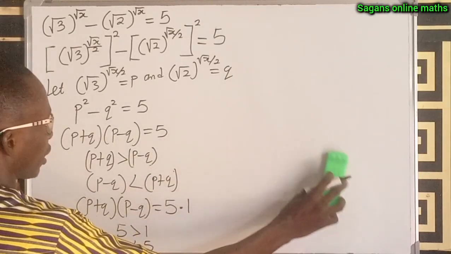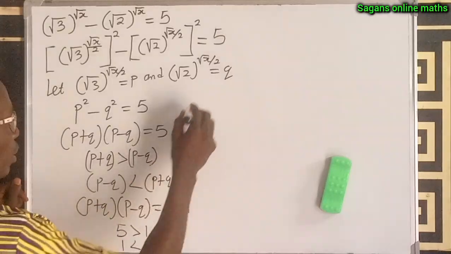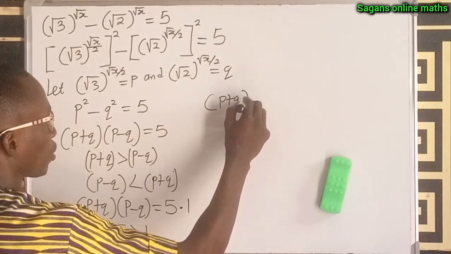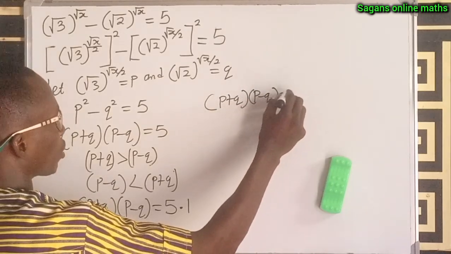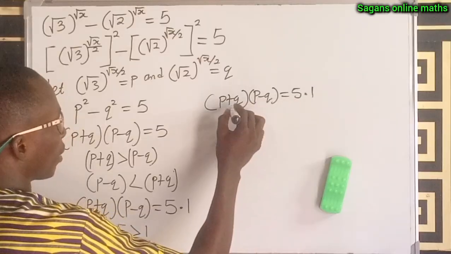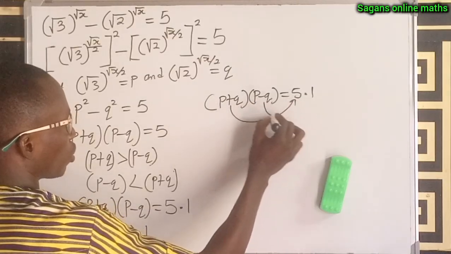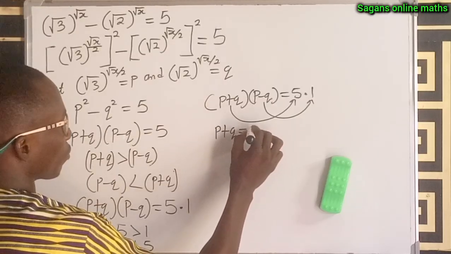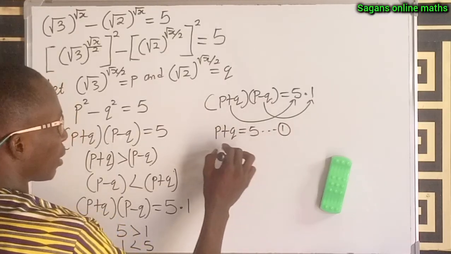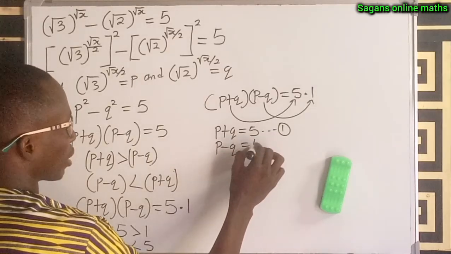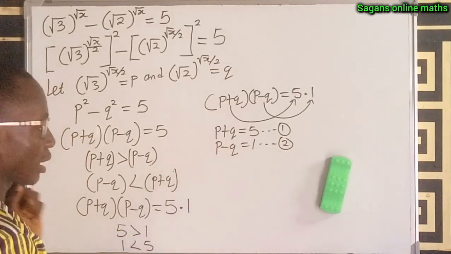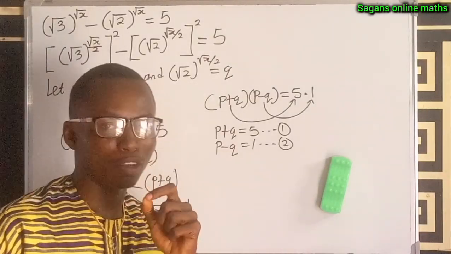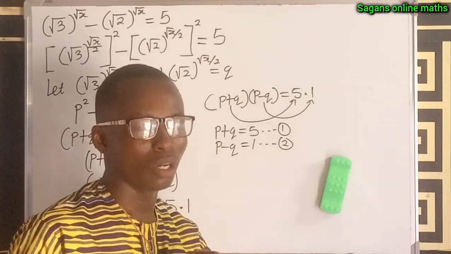Now we're going to do something very interesting here. It means that p plus q multiplied by p minus q is equal to 5 multiplied by 1. Now we have to equate this to this 5, and also equate this to this 1. It means that p plus q is equal to 5. We can call this equation 1, then p minus q is equal to 1, we can call this equation 2. Now this is a simultaneous equation. Let's solve for the values of p and q, because if you can know the values of p and q, you can also determine the value of x.